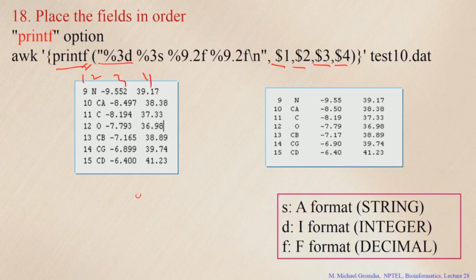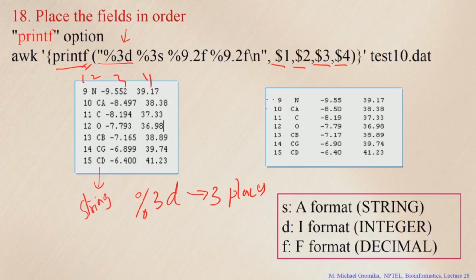For example, this %3d means this is 3 places, right, 3 places in numbers. So, we will give 3 places, right, if you see this is 1, 2, 3, right, 1, 2, 3, right, it gives this order. And what is $2, the second field? String. The second field is a string, right. For a string we use this S format, it is the same as the A format in Fortran, right. So, this is S.